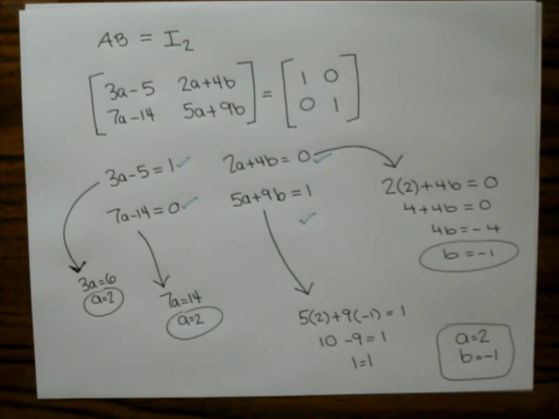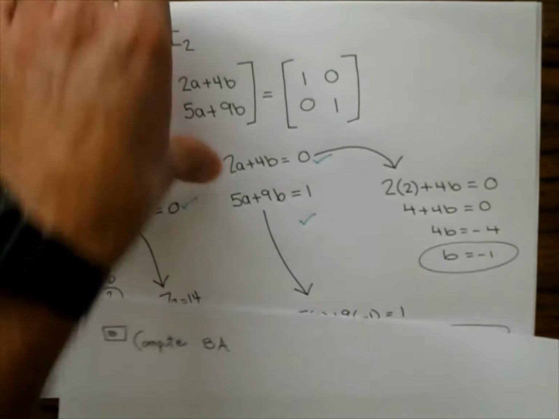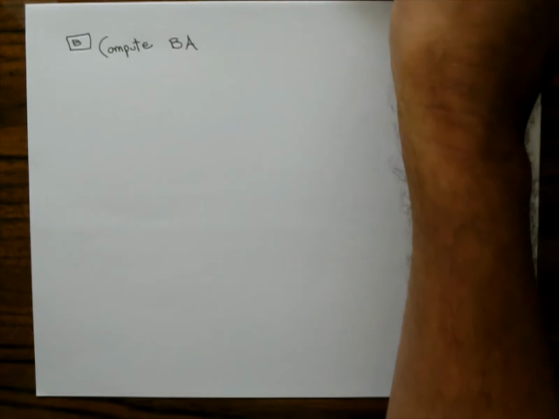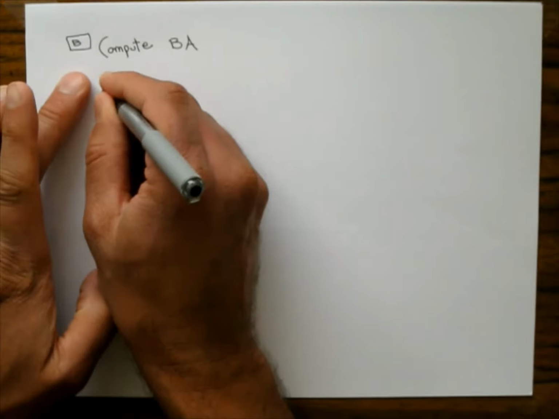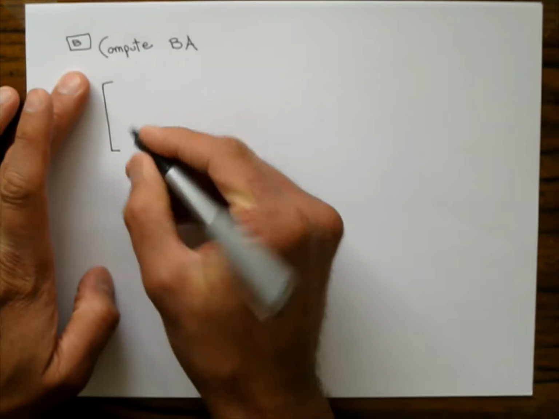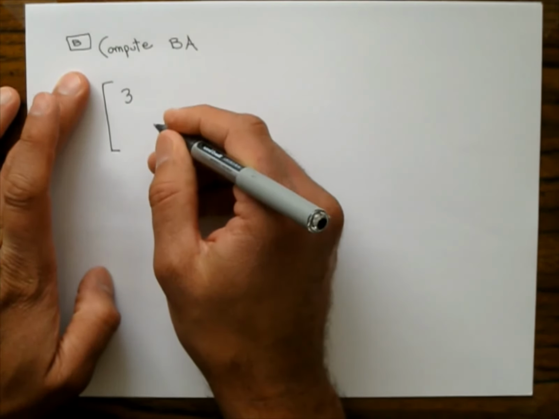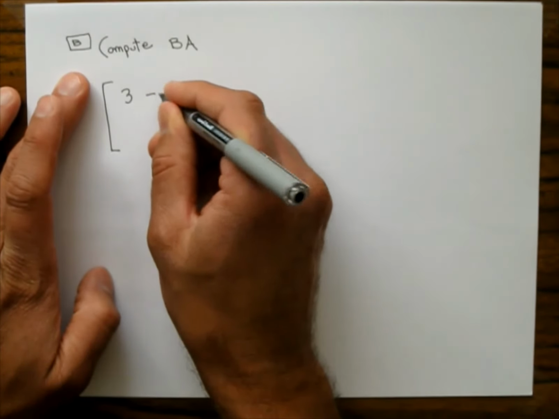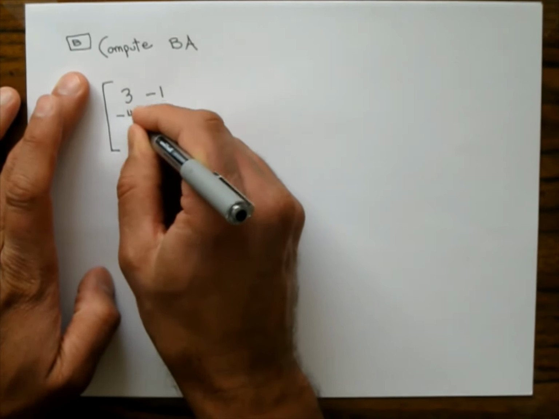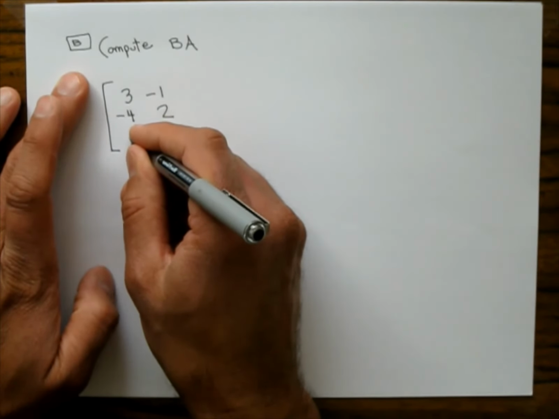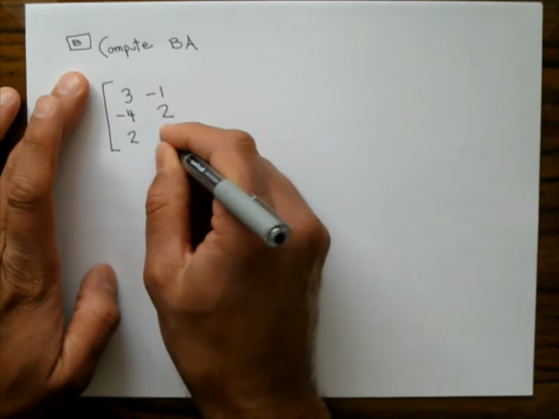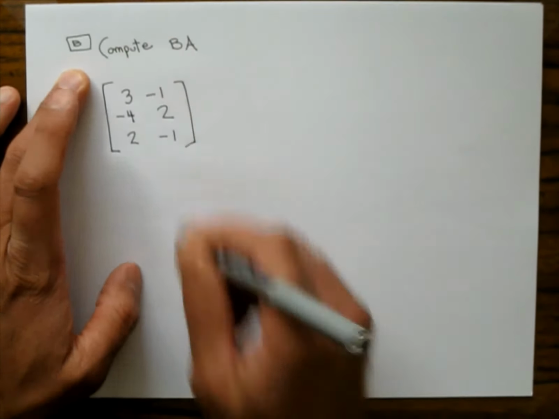Okay, so now what they want us to do for part B is to compute B times A. Okay, and so B happens to be this. So I'll copy down B with the values that we have. So B was 3, and then little b, which we found to be negative 1, negative 4, A, which is 2, and then we have AB, so this is 2, negative 1.